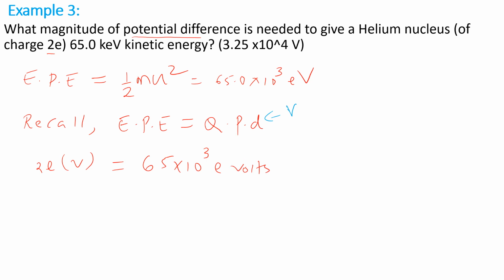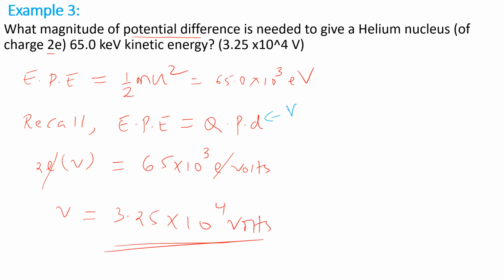Then e is going to cancel out and we remain with the PD, V, which we want, which is going to be 65 times 10 to the power 3 divided by 2. This gives you 3.25 times 10 to the power 4 volts. So that's the electric potential difference that can give a helium nucleus of charge 2e a kinetic energy of 65 kilo electron volts.